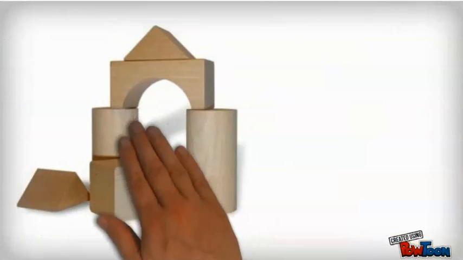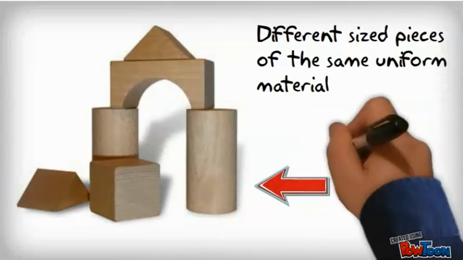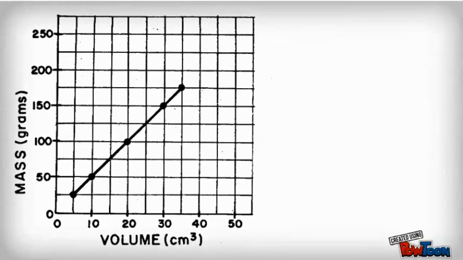So let's say that I gave you 5 different size pieces of the same uniform material. You now know that they all have the same density because they're all the same material. If we were to plot their mass and volume on a graph, it would look like this. You'll notice that the 5 points represent the 5 different pieces of the material.